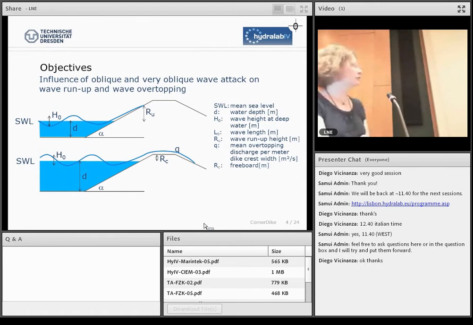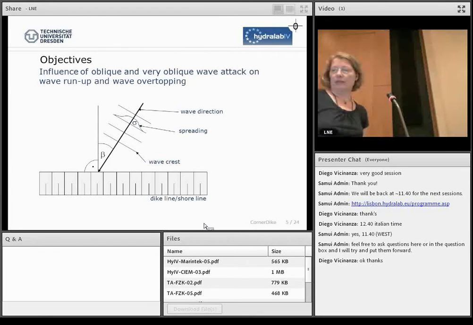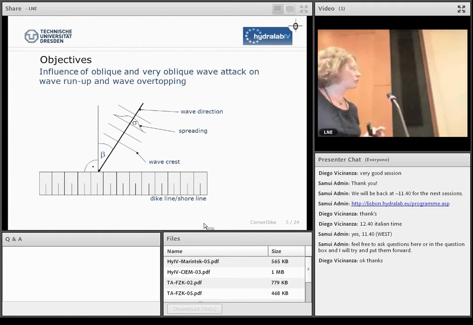But a very important parameter is the obliqueness of the waves. So we investigated oblique wave attack, and we also looked into the difference between long crested waves and short crested waves. As you can see here, long crested waves have mainly one wave direction, and for short crested waves we have spreading around this main wave direction, and this is described by the spreading parameter sigma. And the angle of wave attack is defined according to the perpendicular wave attack. We call it beta, and for perpendicular wave attack we have beta equal to 0.